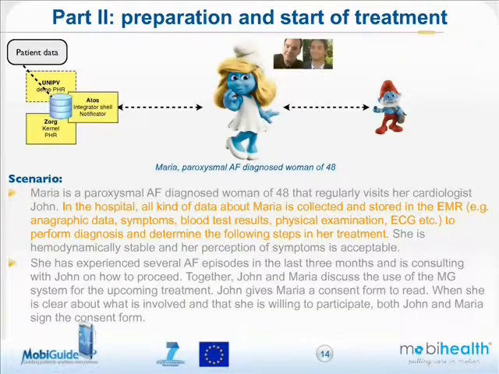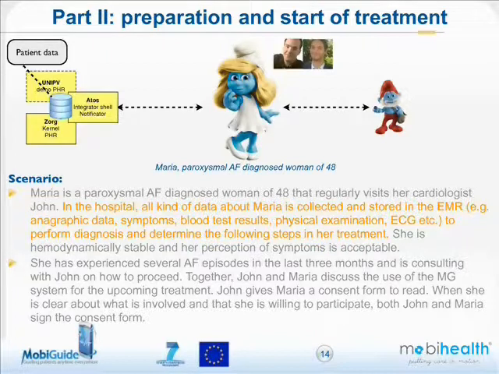So, part 2, preparation and start of treatment. We have another actor, which is called Maria. She has paroxysmal AF, and she's 48 years old. So she visits John very regularly, and in the hospital all kinds of data of her is available in the EMR. Maria has experienced a lot of AF episodes lately, and she's consulting with John what to do.